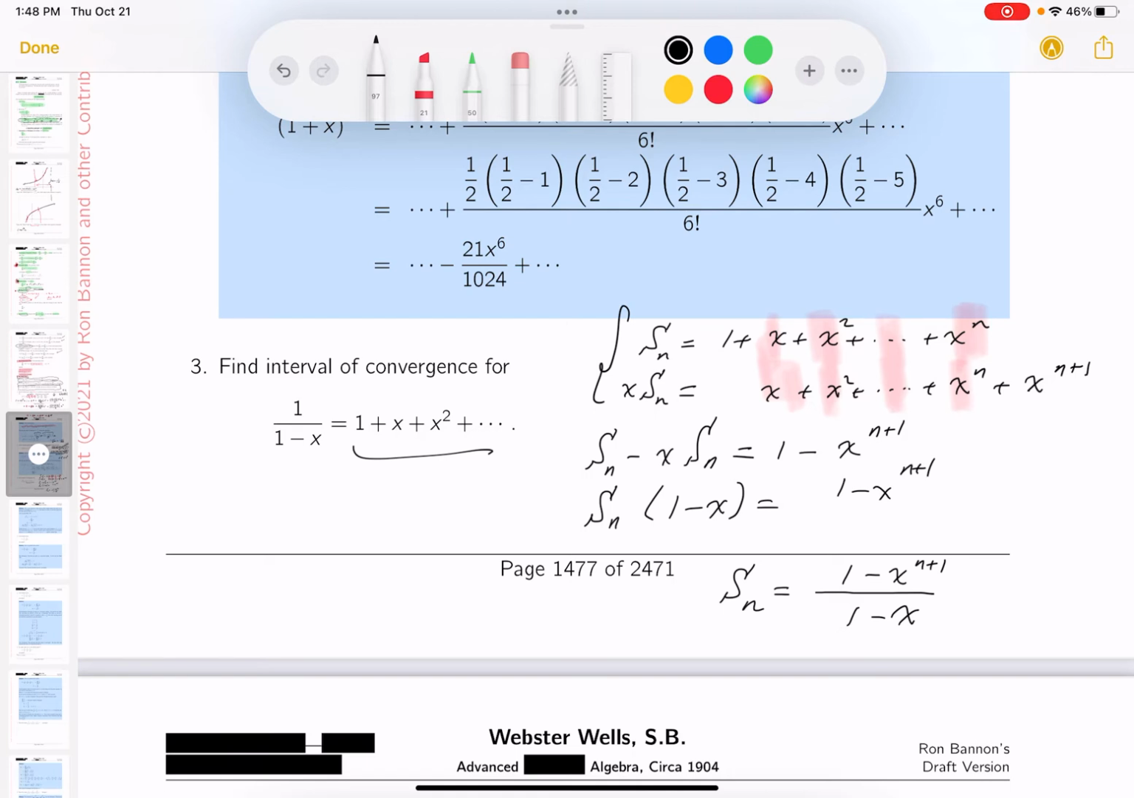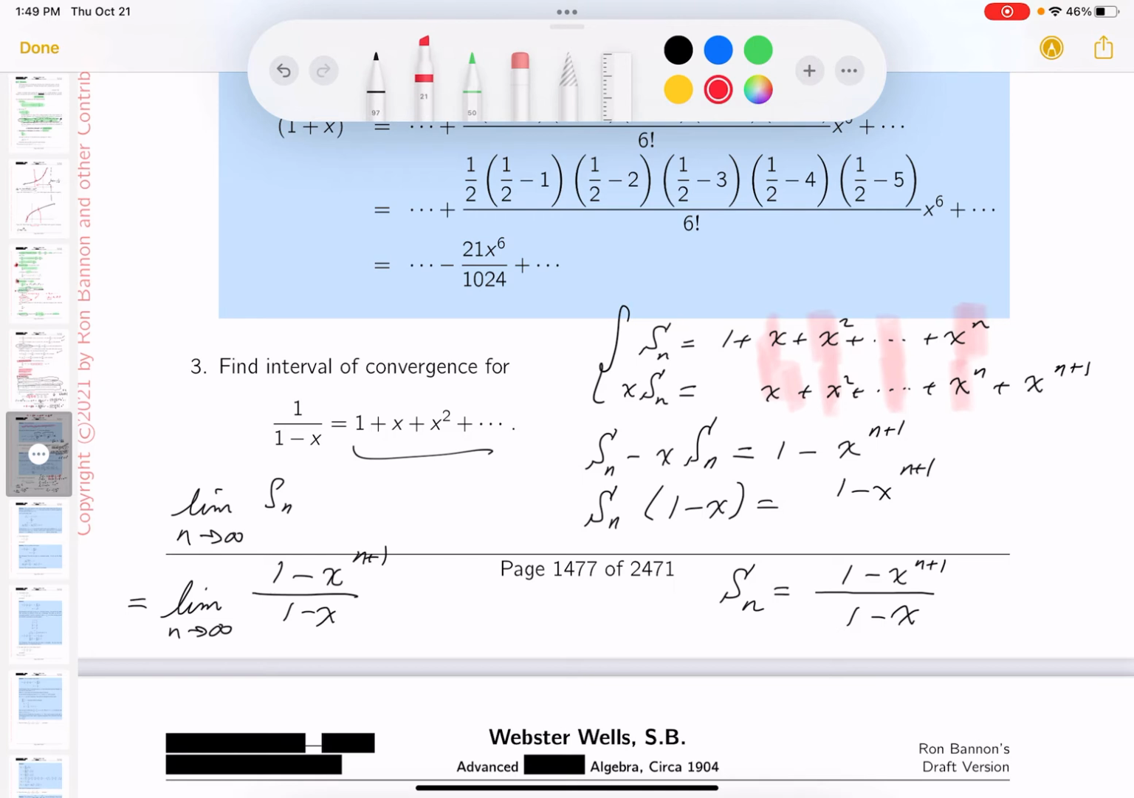But now comes my problem. What happens if I let n get really large? Let me write this down for you. The limit as n gets really large of Sn. Well, I have to write that down. That's a limit as n gets really large. And what's Sn? 1 minus x to the n plus 1, over 1 minus x.